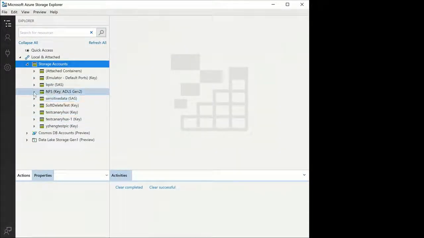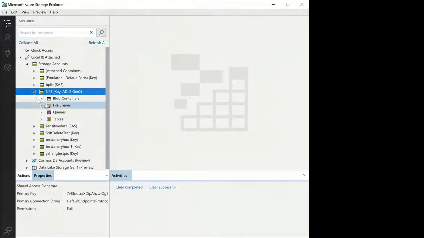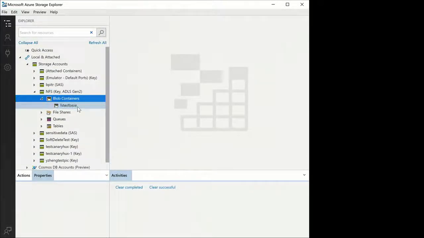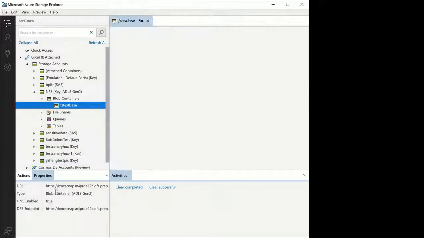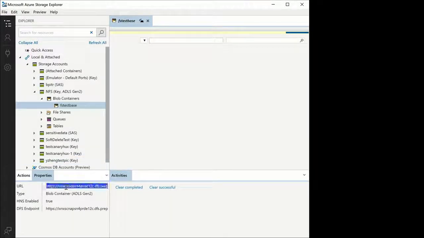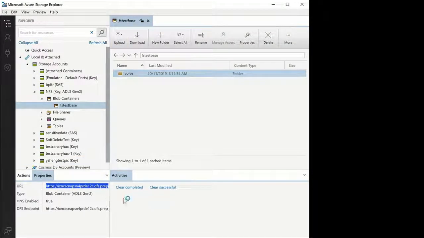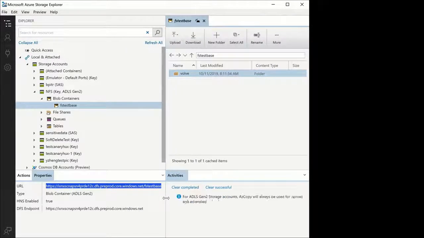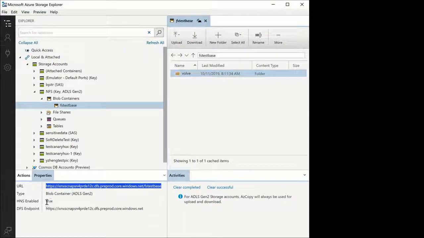So this shows Azure Storage Explorer, and what we're doing is going through a set of storage accounts. In this case, there's one called NFS, so that's the name of a storage account, which has a container, and within that container is the fact that it's HNS enabled. So we're showing that this is a normal storage account with HNS enabled, which is for ADLS Gen 2.